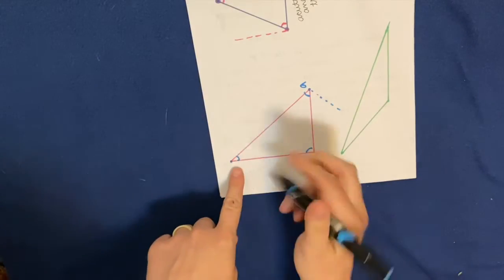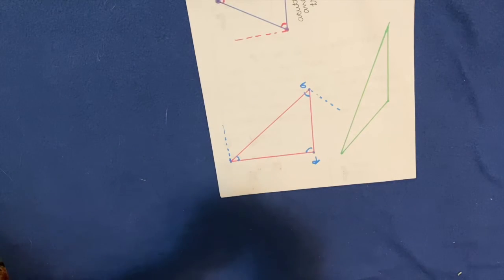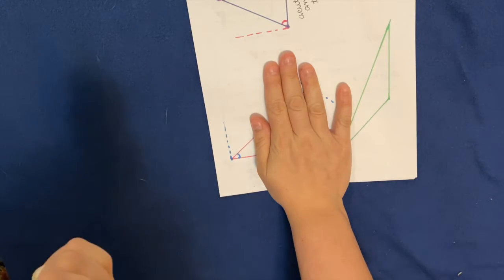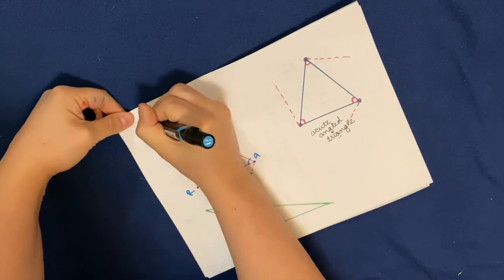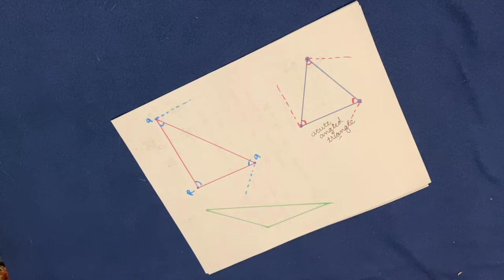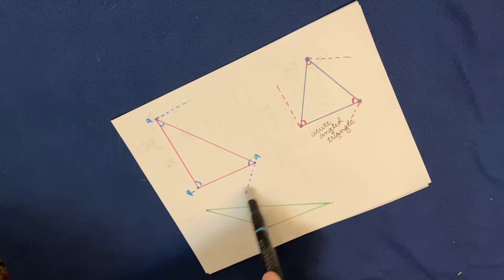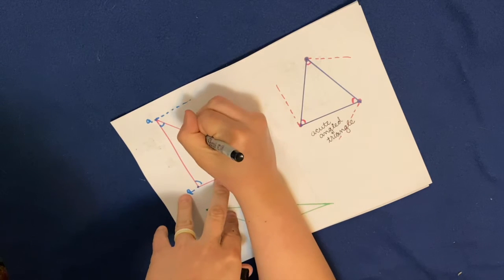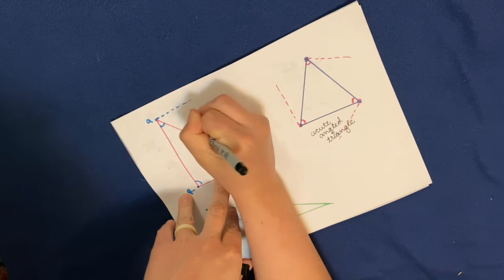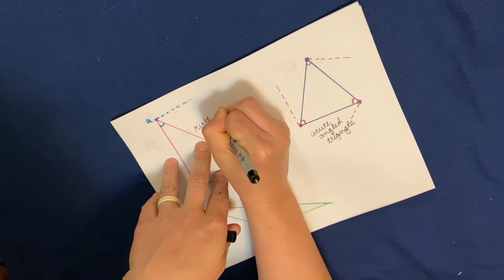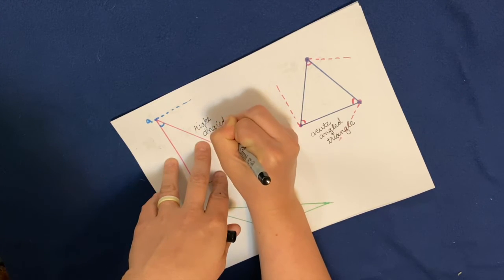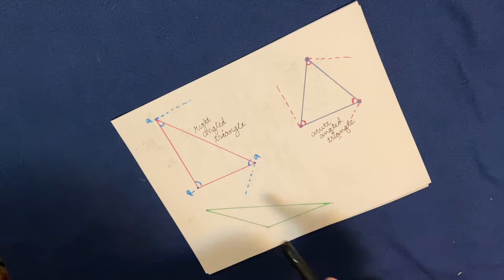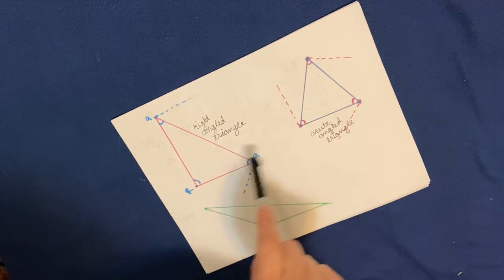And let's check this one. This is an acute angle. Our angle line is coming before the right angle marker. So we have 2 acutes and 1 right. We're going to call this triangle a right-angled triangle. This is a right-angled triangle. Okay.